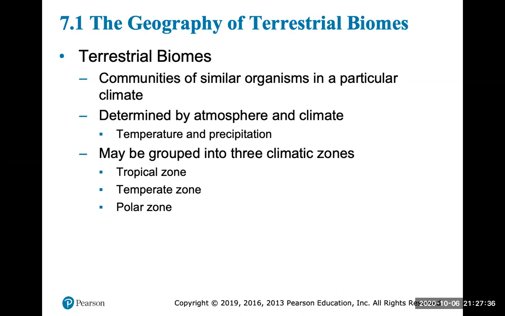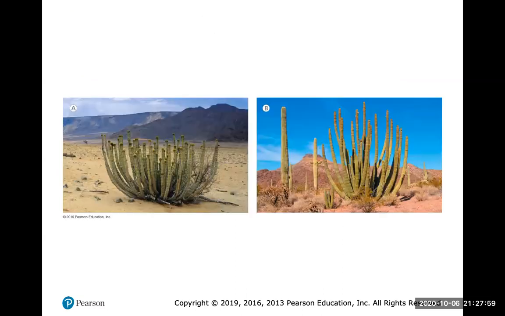But we'll go through all the terrestrial biomes, the communities of similar organisms in a particular climate. So that's what a terrestrial biome is, a community of similar organisms in a particular climate. It's determined by atmosphere and climate, specifically temperature and precipitation. And we group them into three climatic zones, the tropical zone, the temperate zone, and the polar zone.